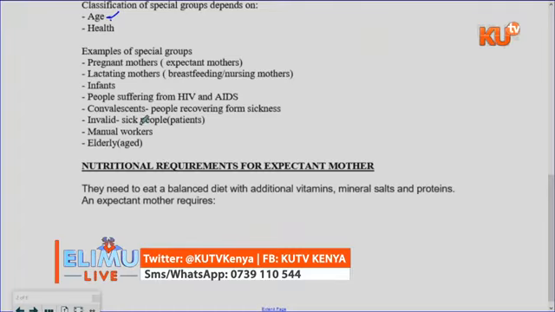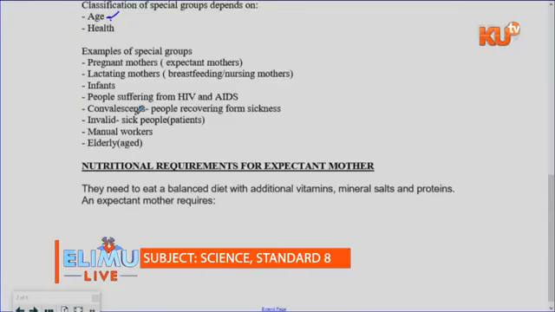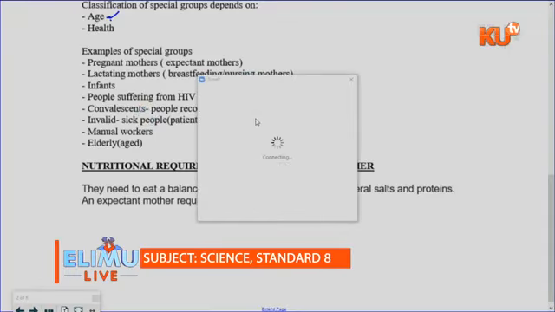We have got another special group known as convalescents. Convalescents are those people that are recovering from sickness. You are sick, now you are recovering. Right now, as you can see, the country is experiencing COVID. Those people who are isolated and then they have been tested, they are negative. They are placed somewhere, or they were once positive. Now they were tested and the results became negative. They are placed somewhere so that they can recover fully. So you'll find these ones, we group them as convalescents.